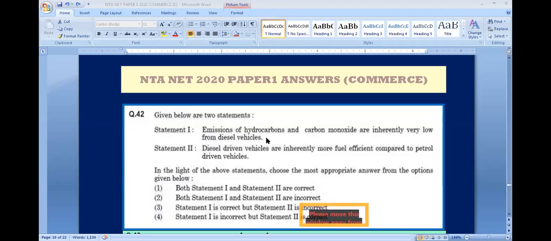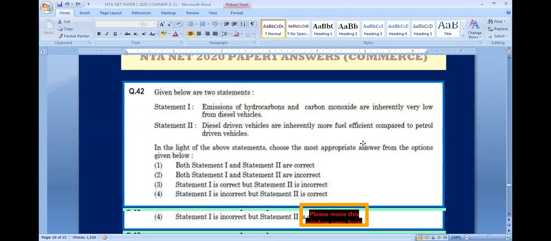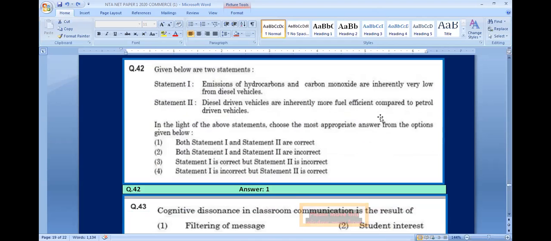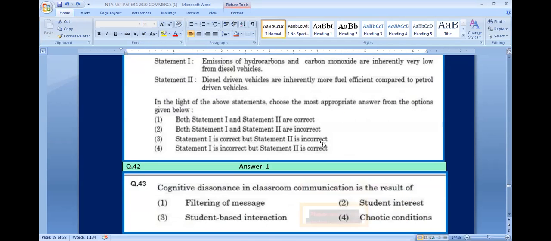Emission of hydrocarbons and carbon monoxide are inherently very low from diesel vehicles. True. Diesel driven vehicles are inherently more fuel efficient compared to petrol driven vehicles. True. Both are true in this case. So this is from environment, hydrocarbons.